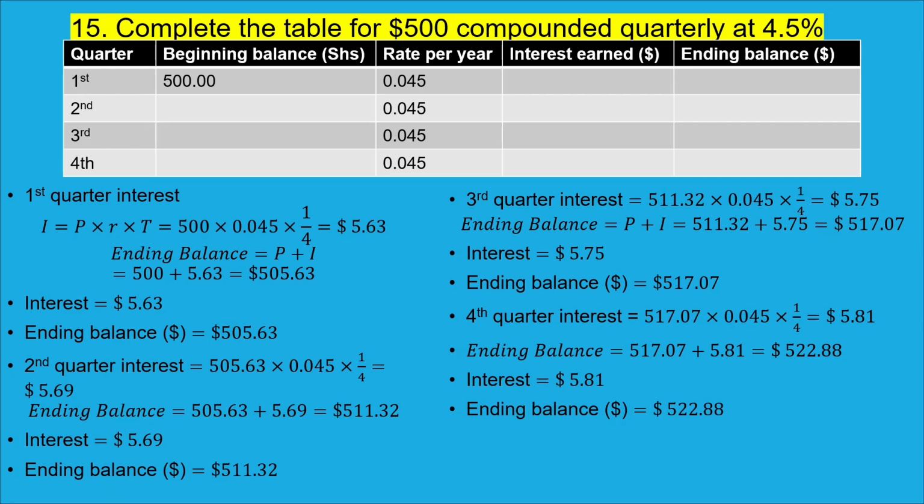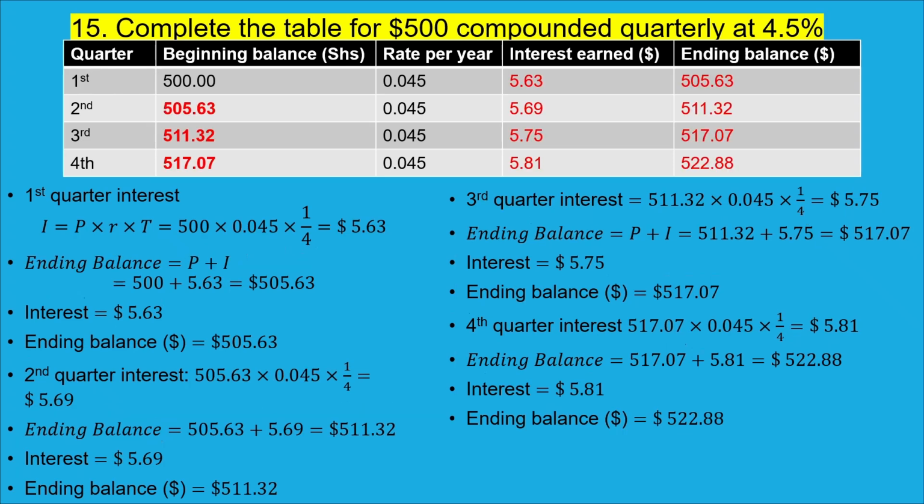For the second quarter, use the 505.63 that you ended with in the first quarter, then multiply it by the interest rate and the time, which is a quarter. Then you get 5.69 as the interest, and the ending balance is the amount you began with in the second quarter, which is 505.63, plus the interest you got in the second quarter, which is 5.69. Repeat that process for the third quarter and the fourth quarter, and finally you arrive at the answer. How do you fill the table? Simply put in those values and finally you have the table well filled.